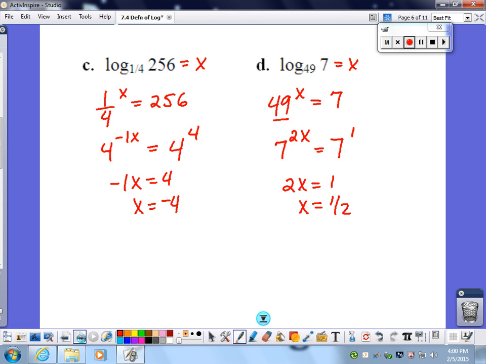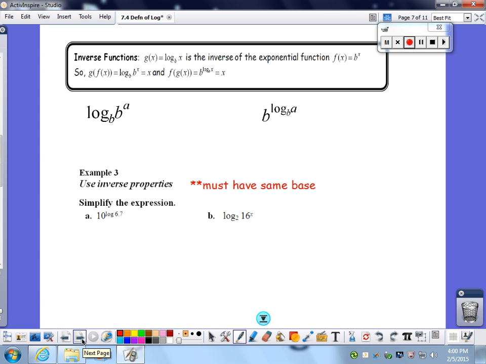All right, moving on. Let's look at inverse properties. So we said that logs and exponentials, by graphing, we saw that they were inverses of each other. So if we let g of x equal log base b of x, we say it's the inverse of the exponential function f of x equals b to the x, if and only if we take the compositions, so we put one inside of the other, and they both simplify to x. This is the same properties of inverses that we talked about in a previous unit.